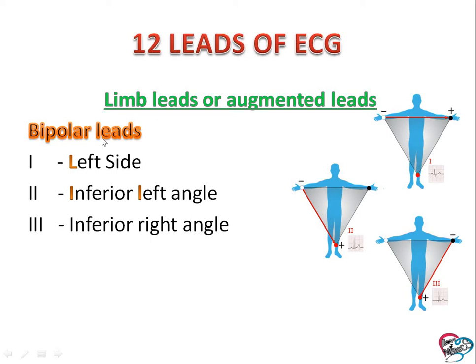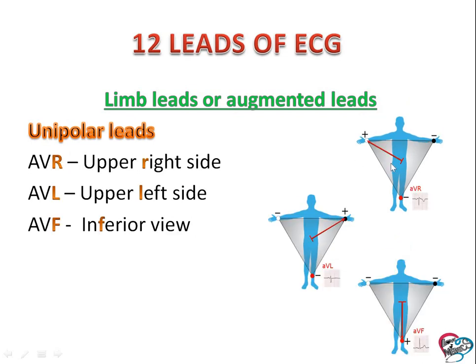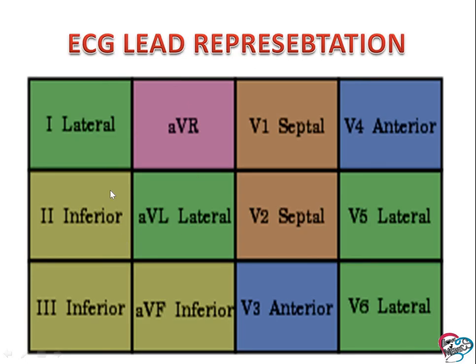The limb leads, that is bipolar leads: lead 1, we see the heart from the left side of the heart, and lead 2 is from the inferior left angle view, and lead 3 is the inferior right angle view. Unipolar leads: AVR is the upper right side view, AVL is the upper left side view, and AVF is the inferior view. Each lead represents some area of the heart.